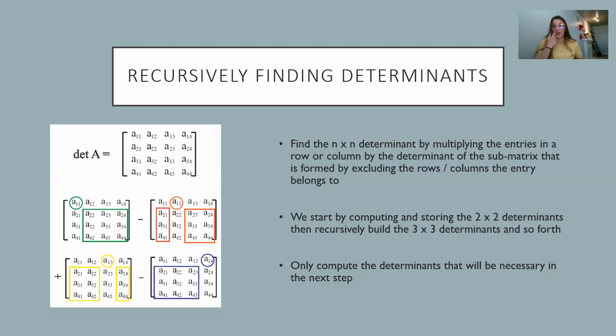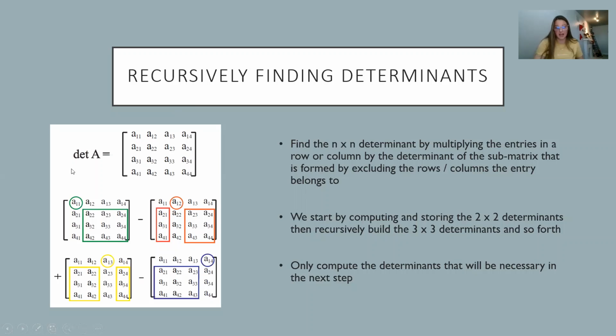So let's talk a little bit about what it means to recursively find determinants, specifically, using this cofactor expansion. So let's say we wanted to find the determinant of a matrix. The way that we would do that is we'd choose either a row or column, and we'd go across the entries in that row or column, and we'd multiply each entry by the determinant of the submatrix that's formed when we exclude the row and the column that entry is a part of.